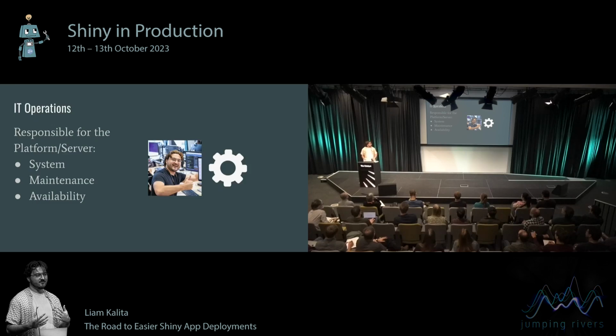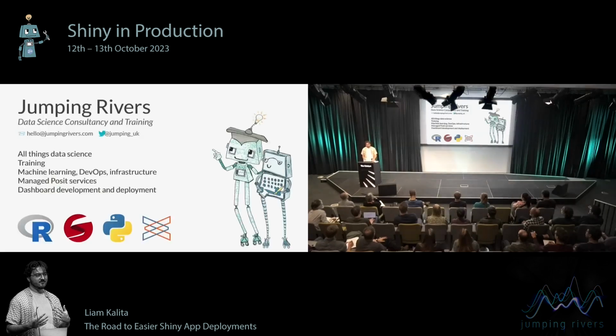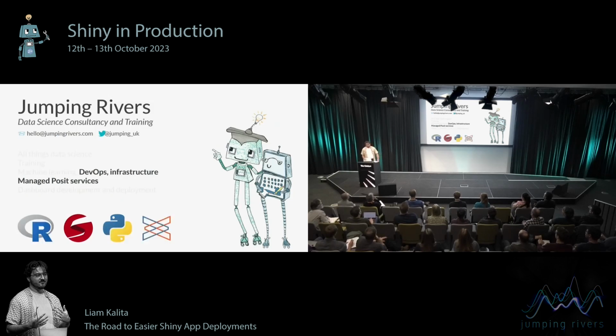I'm in this IT operations persona because of my role at Jumping Rivers. Been with them coming up to maybe 3 years now. We offer all sorts of services related to the data science field. We offer training in R and Python, Stan, Git, Scala, all sorts of stuff. I don't actually do any of that. The things that I listed there, I probably do maybe these three things. In particular, manage Posit products and infrastructure.